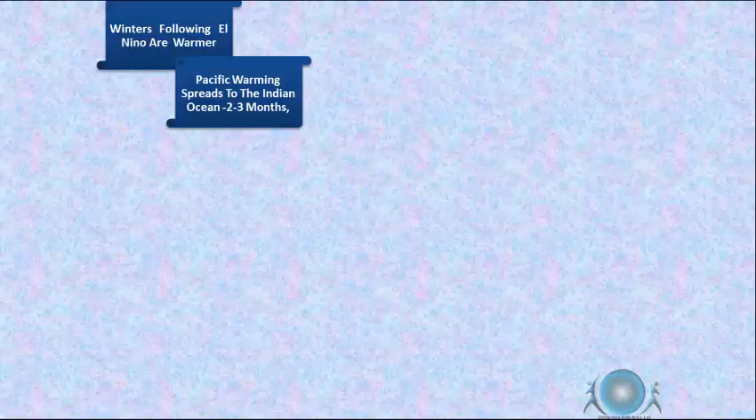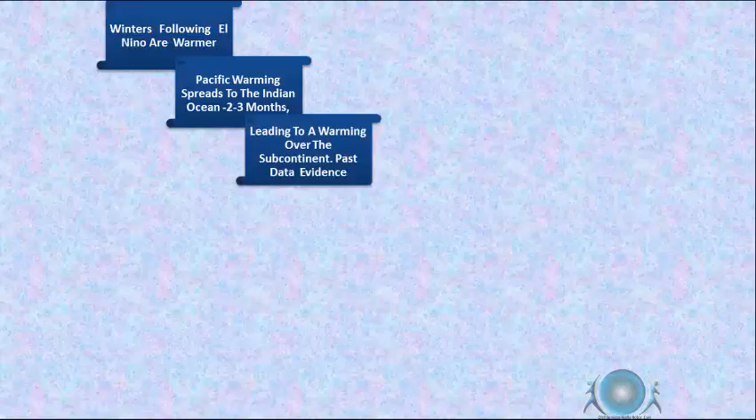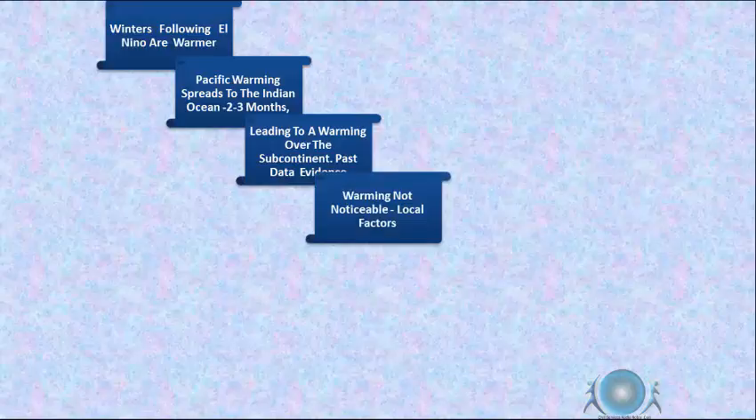Scientists say that the Pacific warming spreads to the Indian Ocean as well within a period of 2 to 3 months, and this leads to warming over the subcontinent. Past data has provided some evidence for this, though this warming is not noticeable every time, mainly because local factors also make some impact on the El Nino effect.